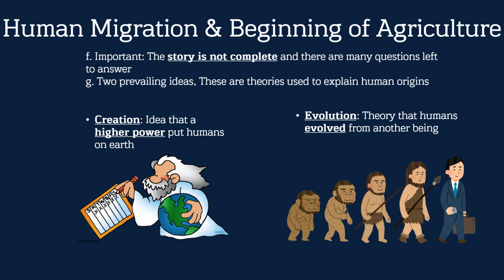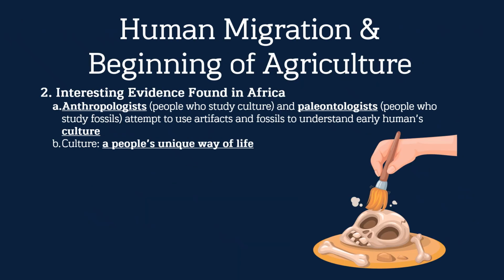It's important to note the story is not complete. There are many questions left about the origins of humanity, and there are two prevailing ideas and theories used to explain that. There is creation, or creationism, the belief that a higher power put humans on this earth, and evolution, the theory that humans evolved from another being on this planet. Anthropologists and paleontologists attempt to use artifacts and fossils to understand the beginnings of early humans' cultures and origin, and that is a people's way of life.